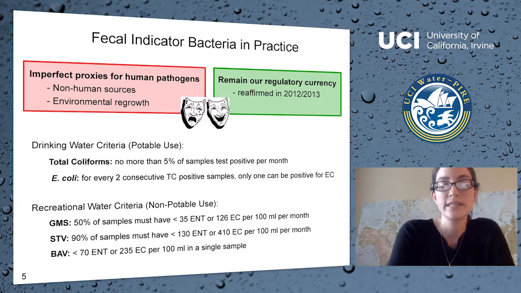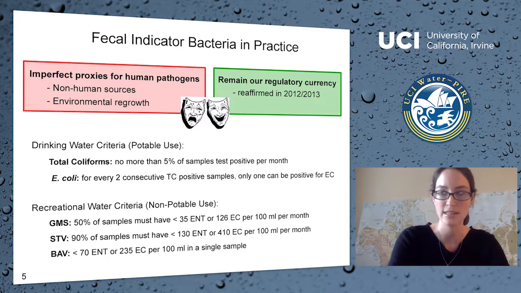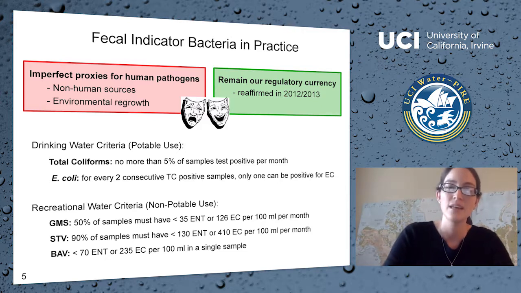So a little bit about fecal indicator bacteria in practice, moving on to slide 5. One of the things I want to point out is that they're really imperfect proxies for human pathogens, because they have non-human sources, things like animal feces, for instance, and also there are problems with environmental regrowth of these bacteria, which means that the relationship between the human pathogens and the fecal indicators is not consistent over time. But despite all of these difficulties, these bacteria remain our regulatory currency, reaffirmed as recently as 2012. So they're really relevant from a management perspective still.